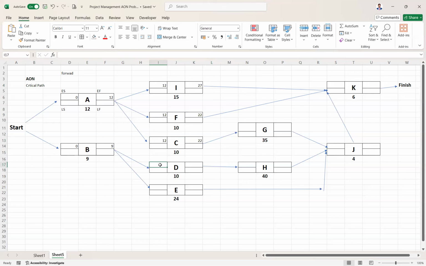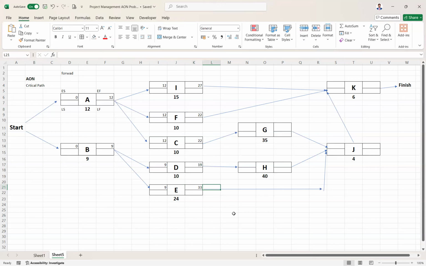Now for D, D's predecessor is B. B's early finish time is 9, so D will start after 9. So the early start time is 9, and the early finish for D is 10 plus 9, which is 19. Then for E, B is also the predecessor. So its early start is B's early finish, which is nothing but 9. Then the early finish for E is 9 plus 24, which is 33.